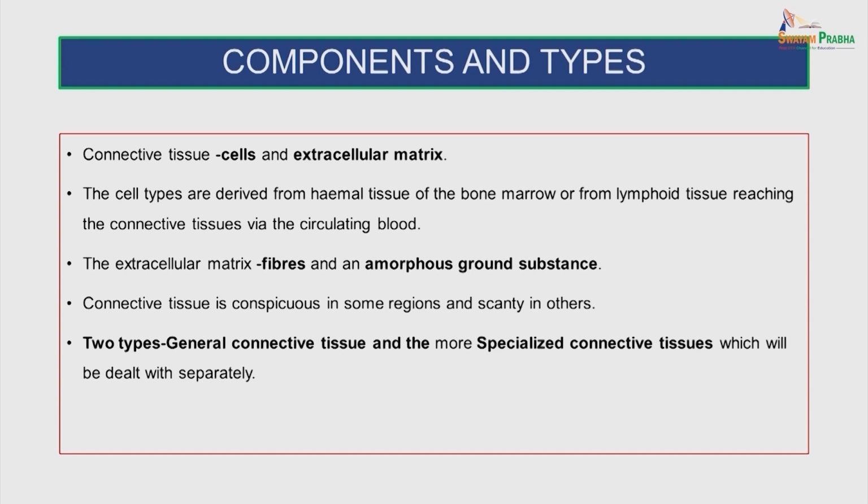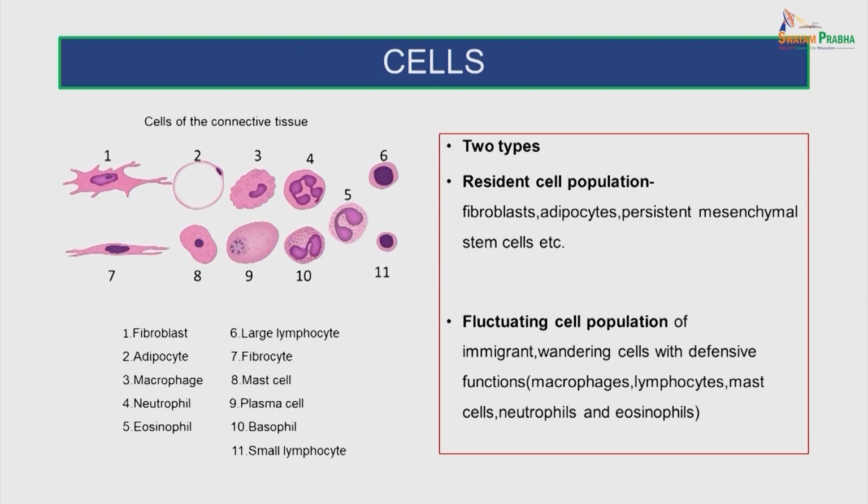The components of the connective tissue include the cells and the extracellular matrix. The cells are derived from hemal tissue of the bone marrow or from lymphoid tissue reaching the connective tissues via the circulating blood. The extracellular matrix consists of the fibers and an amorphous ground substance. The connective tissue is conspicuous in some regions and scanty in others. Basically, we have two types: the general connective tissue which will be discussed today, and the more specialized connective tissues which will be dealt with separately.